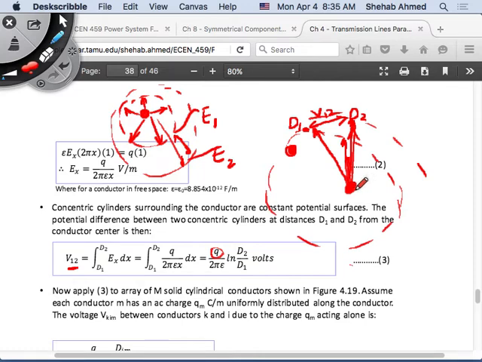How does it affect it? Assuming it carries charge Q2, how does it affect here? Come on, guys.